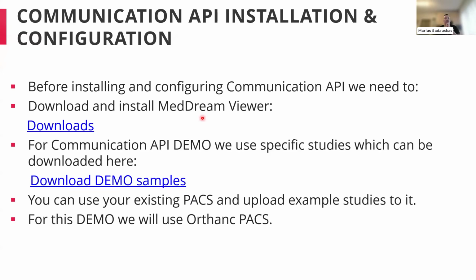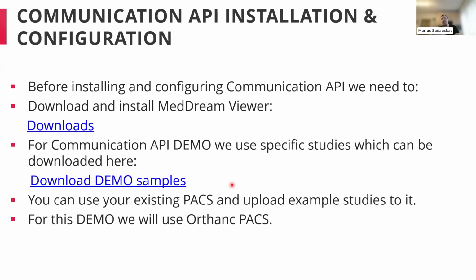The second thing you would need to do is to download the demo sample studies. This is basically 4 or 5 anonymized studies, which are used in our Communication API demo. You could use your own studies. There is no problem, but then you would need to edit this Communication API demo, change the study UIDs, and so on.